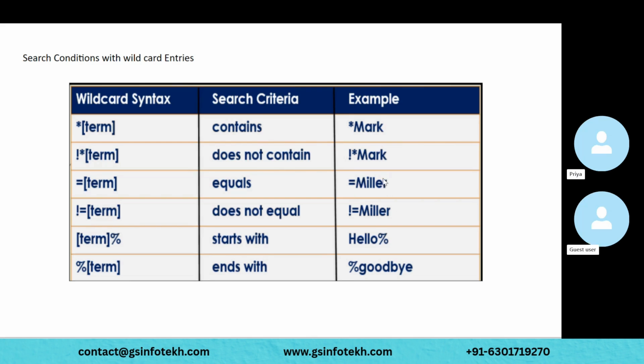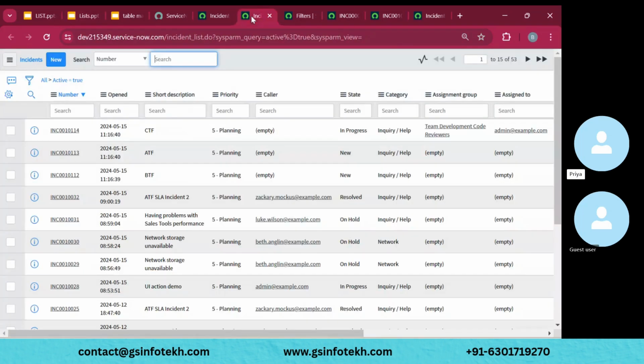It should not be David Miller or something else. So does not equal means exact match; it will just check whether Miller is there or not. It won't see David Miller. If we put does not contain, it will see David Miller and everything. If you want starts with hello, you put it like this and it will fetch the records. And if you want ends with, you put it like this, for example goodbye. Let me show some examples.